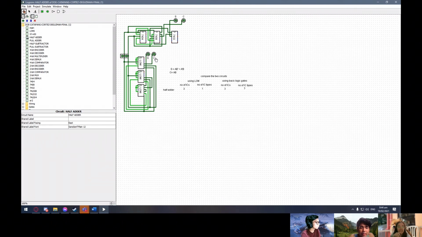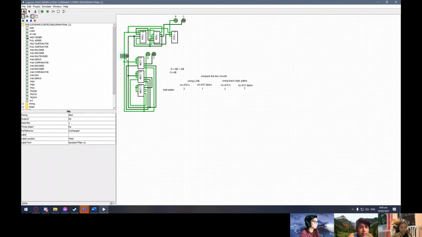As you can see, the first half of the circuit is a half adder that consists of ICs, and for the second half, it is a circuit that consists of the LOMI ICs. If you click one of the inputs, you'll be able to see that the output, which is the sum, from both the LOMI and the original circuit are the same.